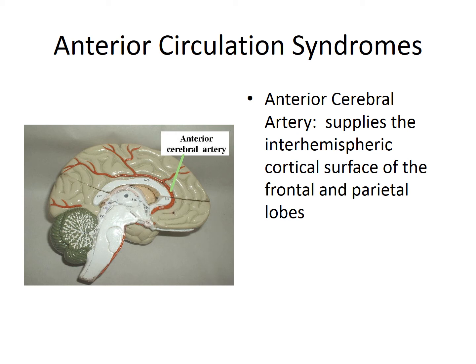Alright, let's jump in with our first syndrome that we're going to talk about in this lecture. It's the anterior circulation syndromes. Anterior cerebral artery, which supplies the interhemispheric cortical surface of the frontal and parietal lobes. So let's go back and look at our previous slide of what the frontal and parietal lobes are responsible for. And you should recall from that the frontal lobe is responsible for motor functions, parietal lobe is responsible for sensory functions. So if we have a syndrome or an injury involving anterior cerebral artery, which supplies those areas, we can expect to see motor and/or sensory deficits in our clients.